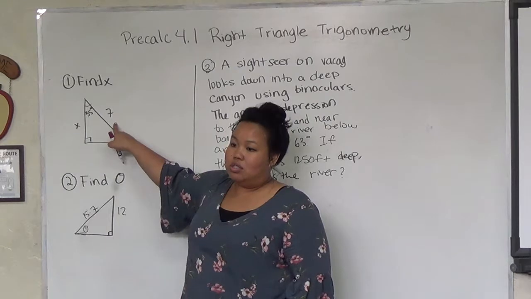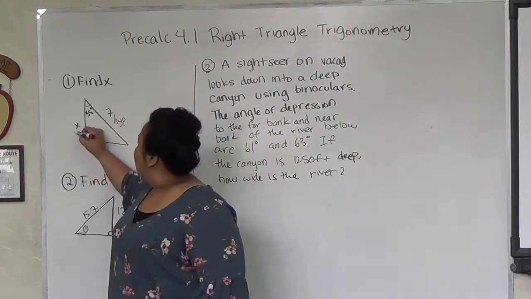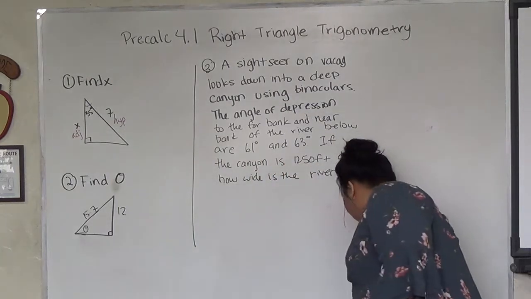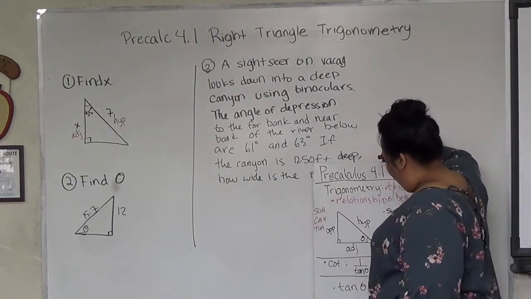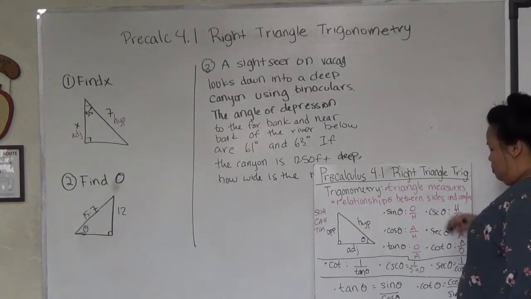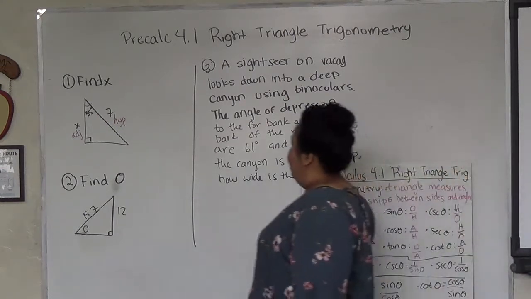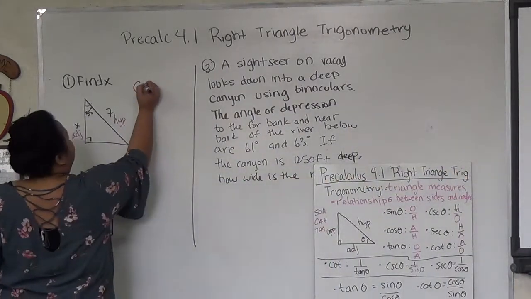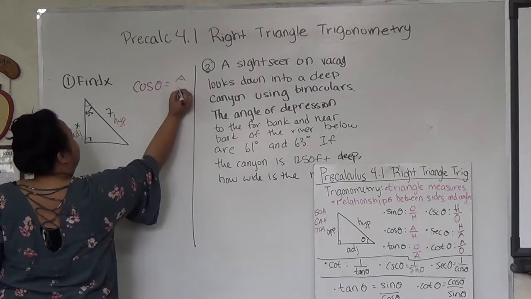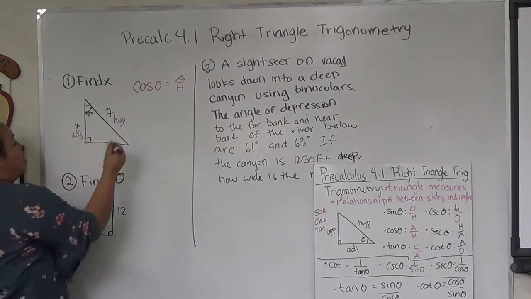This is my hypotenuse, and this is my adjacent. So according to this, I need to find which one deals with hypotenuse and adjacent. Which one would that be? Cosine. So I find cosine of theta equals adjacent over hypotenuse. Yes? Then fill in what I know.